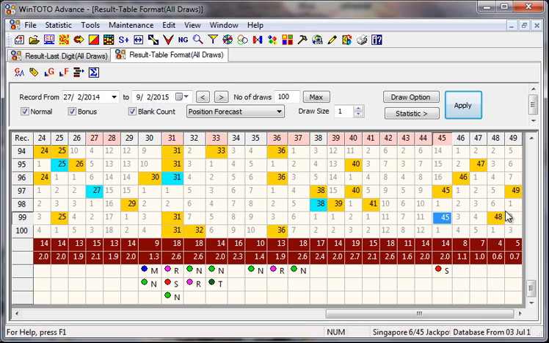However, number 45, do take note, he has got a very good chance of appearing again. Why? Because each time he appeared, it took a break. So do take note of all this situation. For example, number 30.